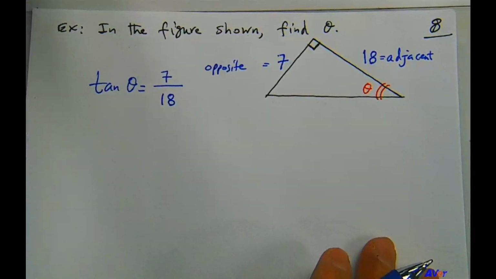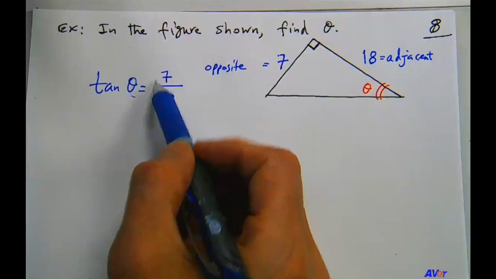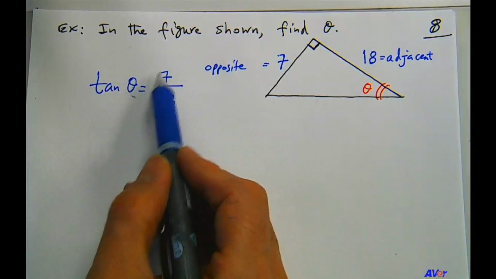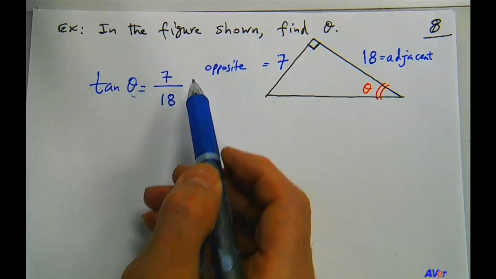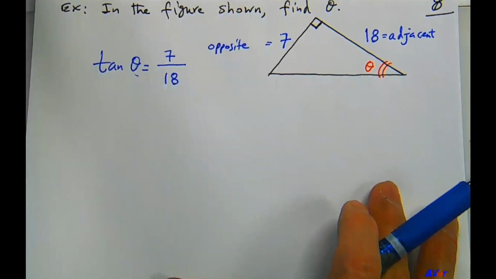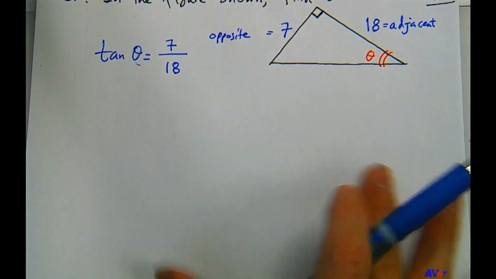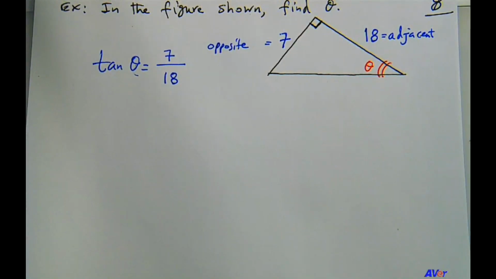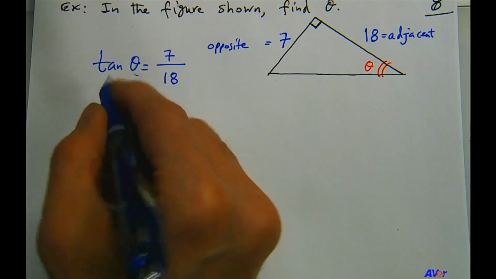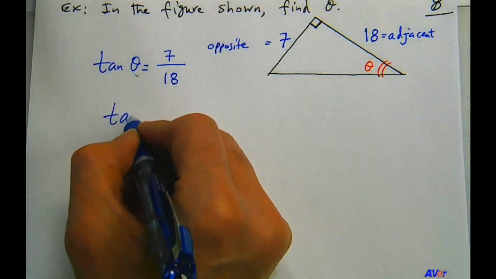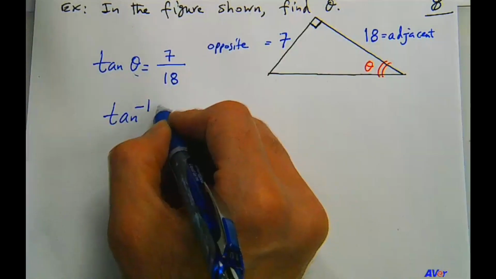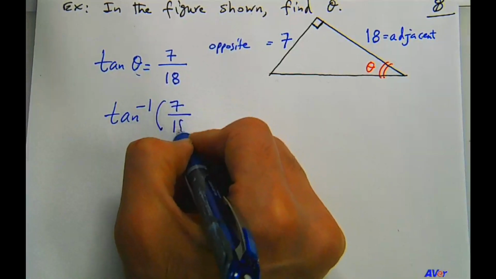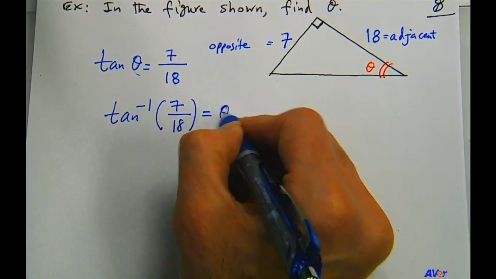Okay, now this isn't going to help us right away because we're looking for theta, not the tangent of theta. But since we have the tangent of theta figured out from this picture, now we can use the inverse tangent. So we can say inverse tangent of 7/18 equals theta.